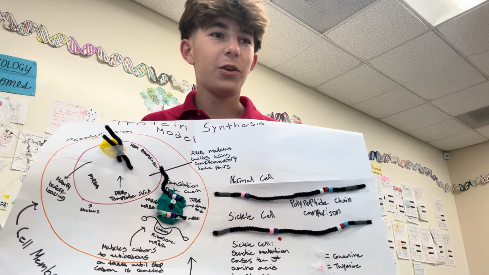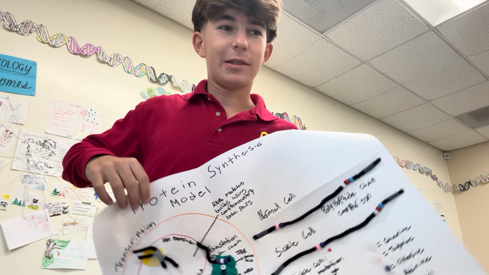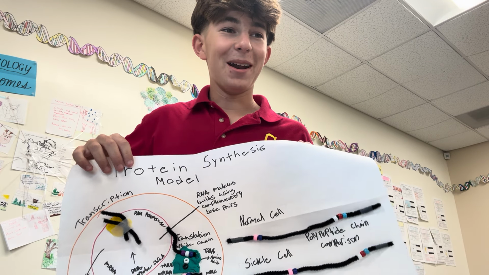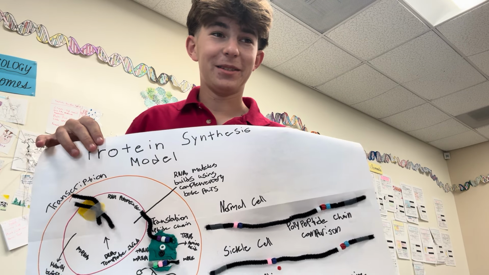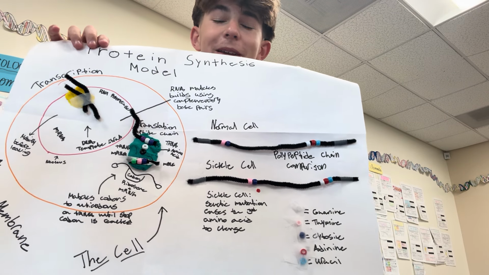Transcription happens inside the nucleus of the cell. In our model, the yellow piece represents RNA polymerase. RNA polymerase moves along the DNA and builds a strand of mRNA using complementary base pairing.